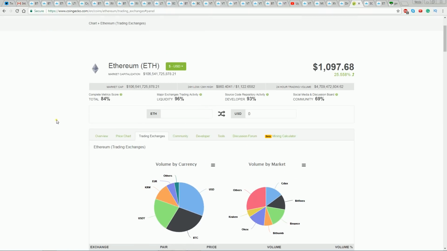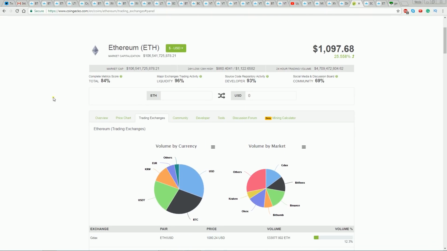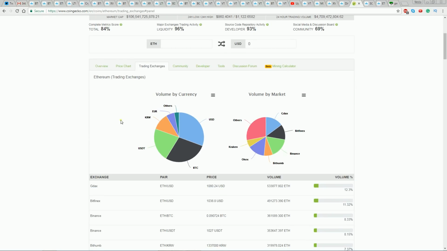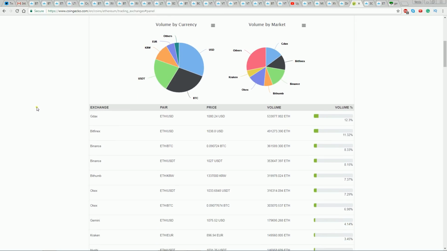So here we're over on CoinGecko, and of course it's going to be very high here, 84%. We can see it's pretty well spread between the dollar, tether, where we'll run into that as well, Bitcoin, and then spread around a lot of exchanges. So it's widely traded, obviously. But the majority here, 12.3, is on GDAX, so we want to go there. Number 2 is Bitfinex. Now here's the problem with GDAX here.